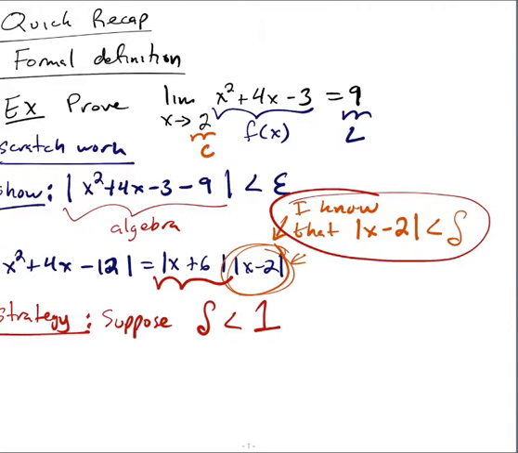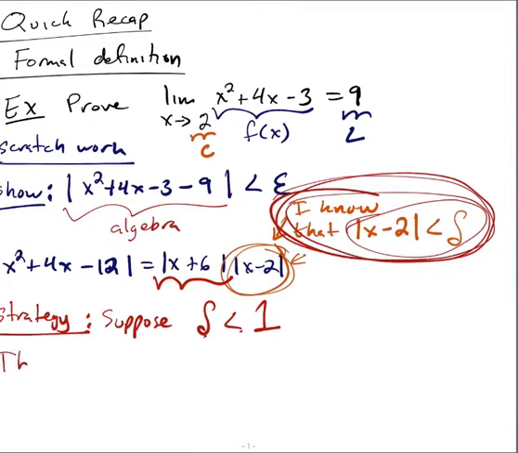Okay. So what can we say? Well, since we know this right here, then if delta is less than 1, what do I know about x minus 2? Then |x minus 2| is less than 1, right? Does that make sense? Okay. So what does that mean? Well, that means that x minus 2 is between minus 1 and 1, right?